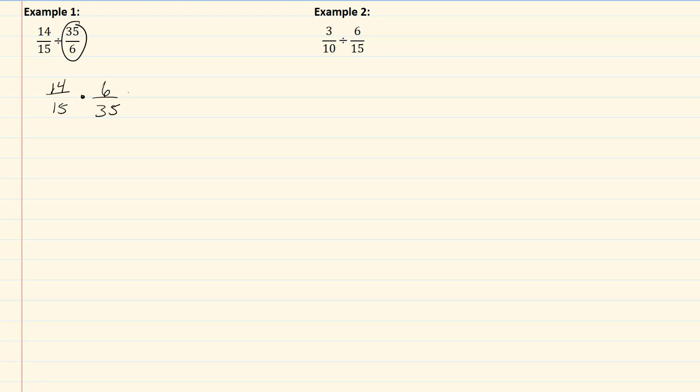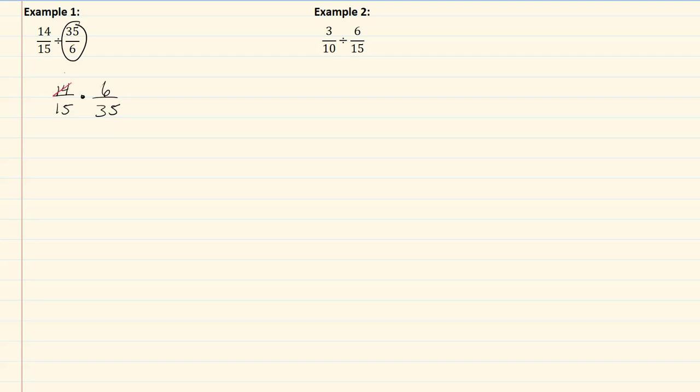Really important thing to keep in mind, you can only reduce multiplication problems. You cannot reduce division problems. So having said that, we want to look for common factors. The first factors that I happen to notice is that 14 and 35 have a common factor of 7.